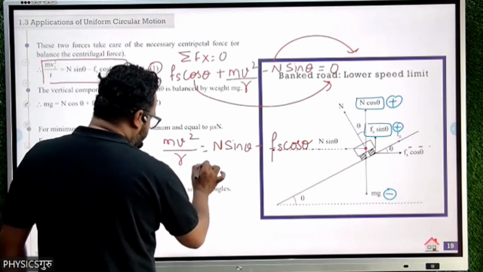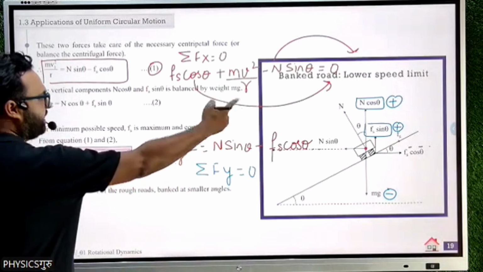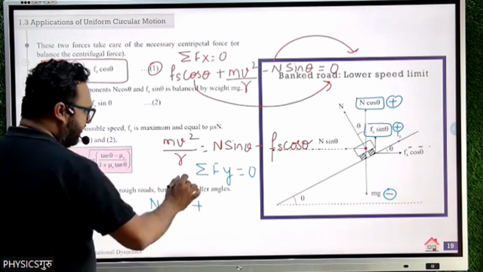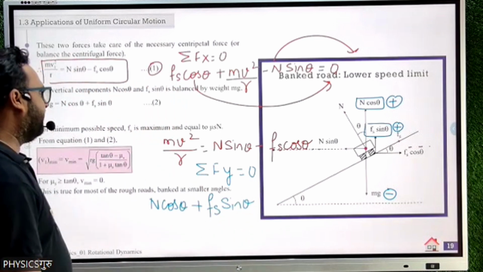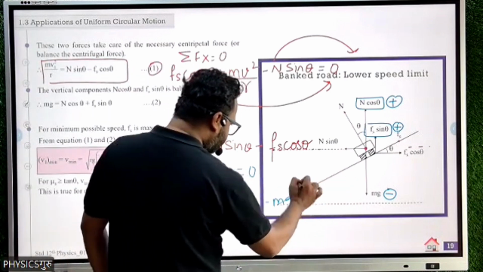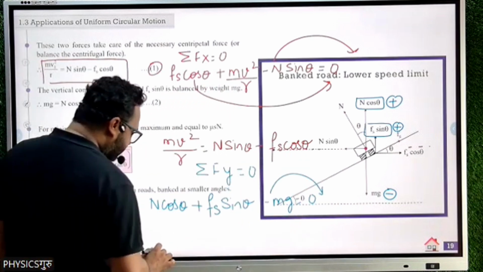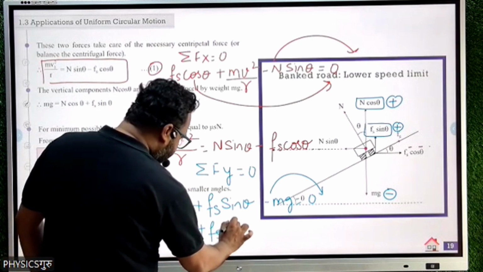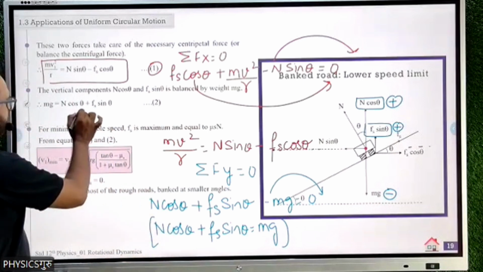So the summation of forces acting along the y-axis equals 0. N cos theta is acting upward, so N cos theta plus Fs sin theta minus mg equal to 0. Now just move this mg from the left-hand side to the right-hand side. So N cos theta plus Fs sin theta is equal to mg. Let us name this as equation number 2.